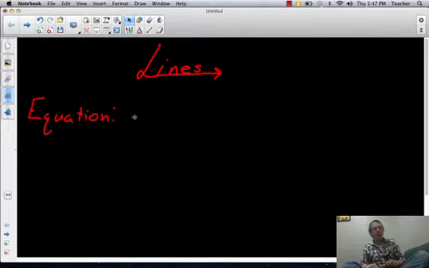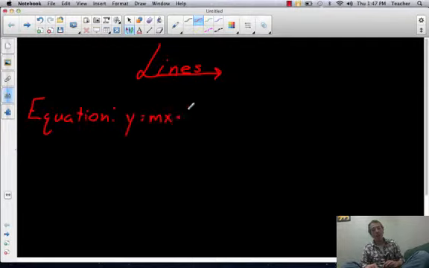Now, the basic equation for lines is y equals mx plus b. Now, there's only a couple things to remember. Y is always going to be y. X is always going to be x. What these have to do is whenever you have a graph, you have a grid. It's two big long lines, and one is labeled x, one is labeled y. This is why these two have to stay the same. Now, m and b, these two numbers are going to change all the time.